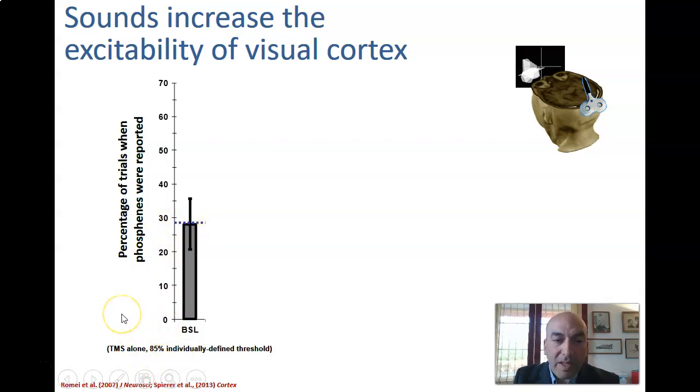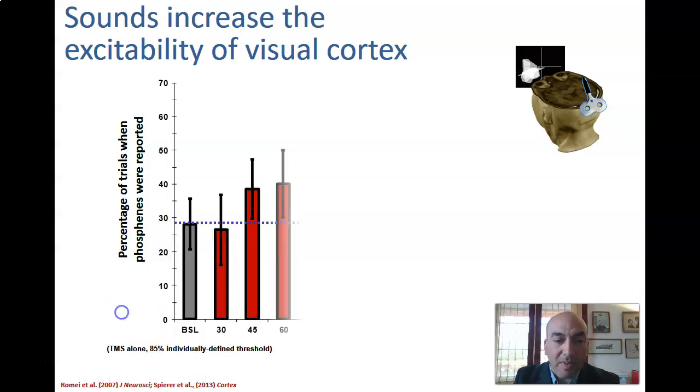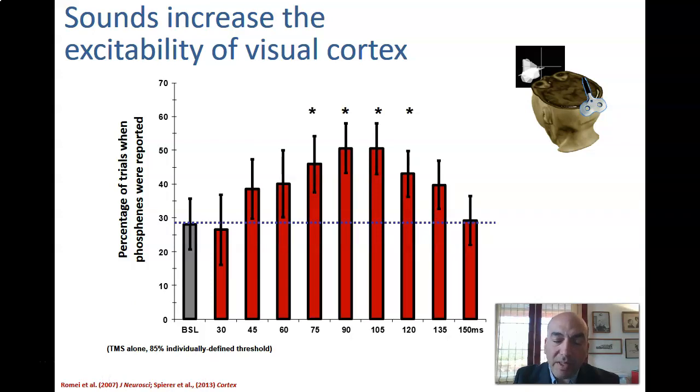When we then combine this TMS pulse with a sound, a simple beep, what we observe is that we can increase the excitability of the visual cortex vis-a-vis the percentage of trials when participants report a phosphene. Here, following an approximate alpha cycle and peaking at a delay of approximately 90 or 95 milliseconds between the onset of the sound and the TMS pulse over the occipital scalp.